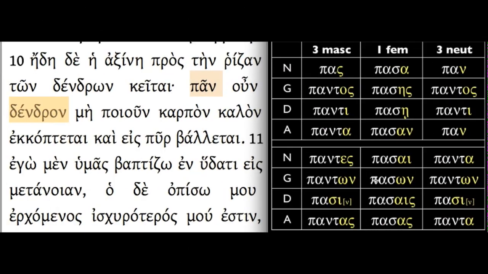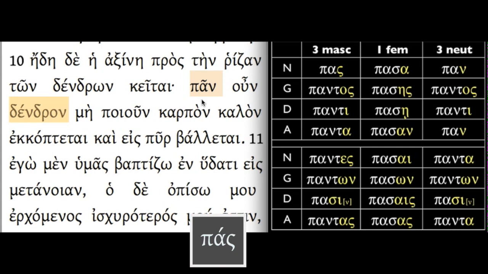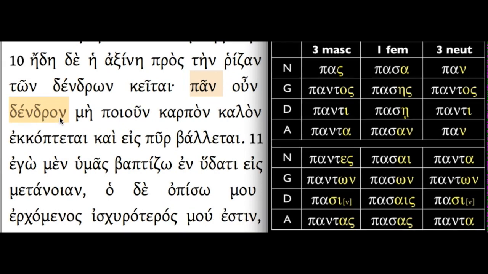Now let's look at how pas morphs around to match the noun it modifies, just to drive this point home. Here we have every tree. A dendron is a tree, so pan dendron means every tree. So notice that dendron is accusative singular neuter, and pan also is accusative singular neuter.